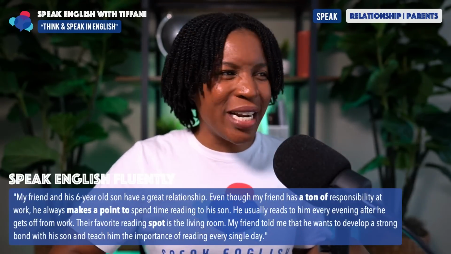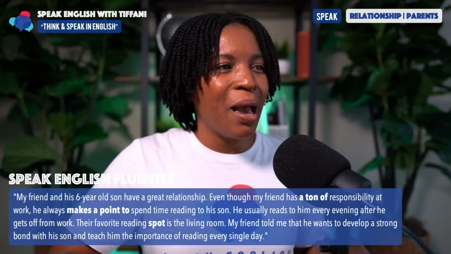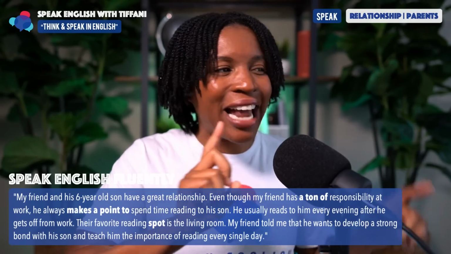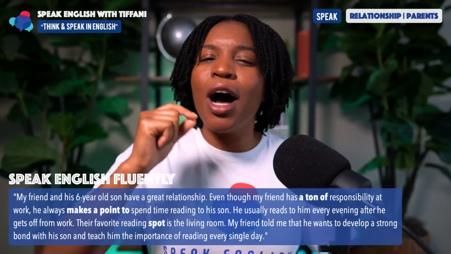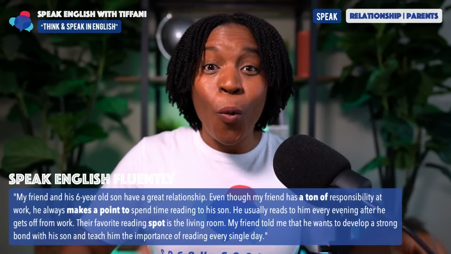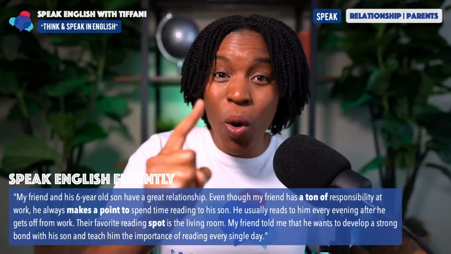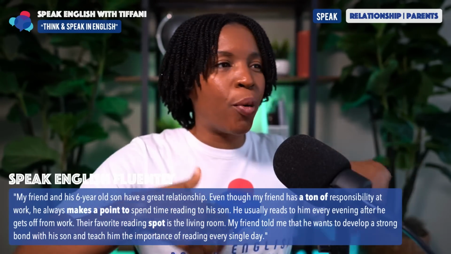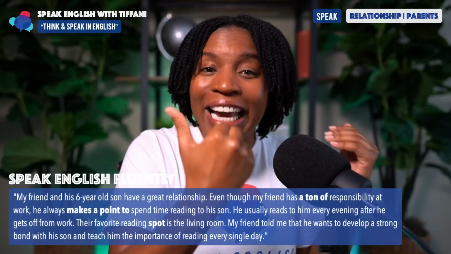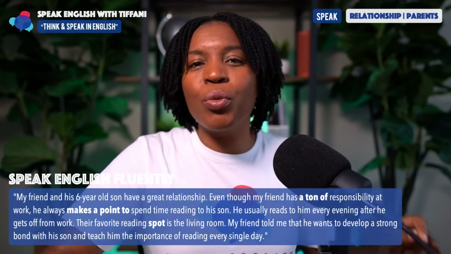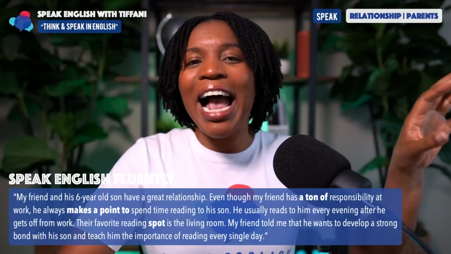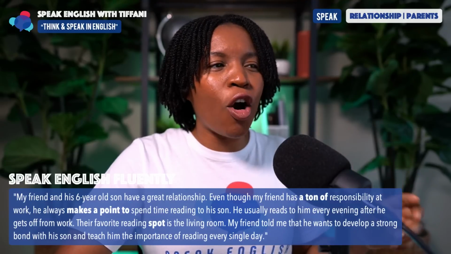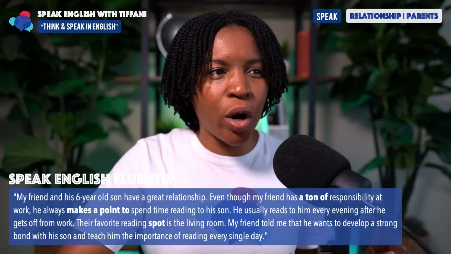Their favorite reading spot is the living room. My friend told me that he wants to develop a strong bond with his son and teach him the importance of reading every single day. What happened? Because we did step 1, think, organizing our thoughts with the 5 W's, we were able to provide a good and fluent English answer describing the relationship this guy has with his son, a parent-child relationship. Now, you will see that there are a few words and expressions that I want to explain to you.